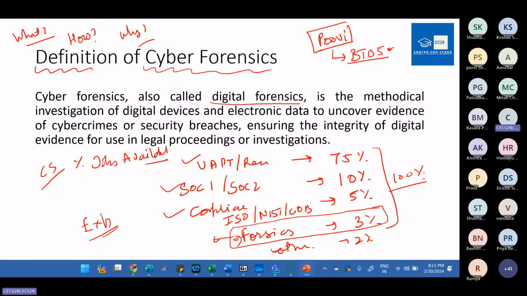So what will you learn in digital forensics, and how and why? What is the methodological process of digital investigation? We need the digital devices, and we have to investigate the electronic data to uncover evidence of cyber crime or security breaches. So this is the answer to your why. Why are we doing cyber forensics? To uncover evidence of cyber crimes or security breaches, ensuring the integrity of digital evidence for use in legal proceedings or investigation. This is very important: if you find an incident and get some evidence, you have to preserve that evidence so that you can produce it in a court of law.